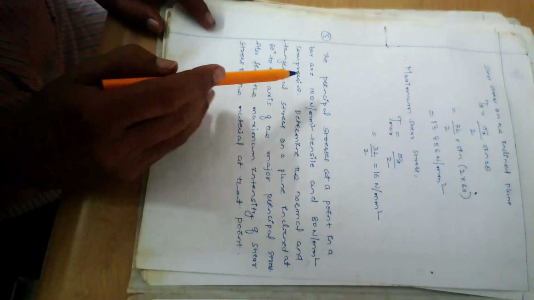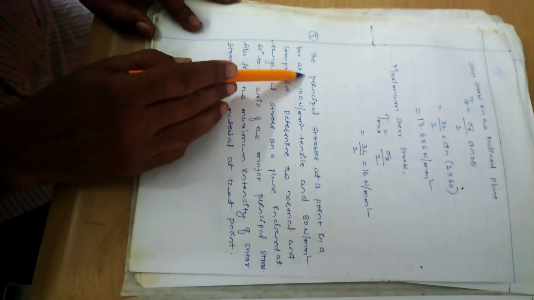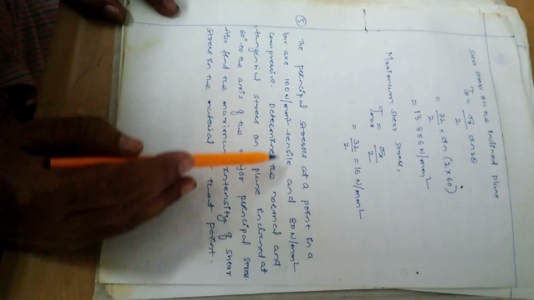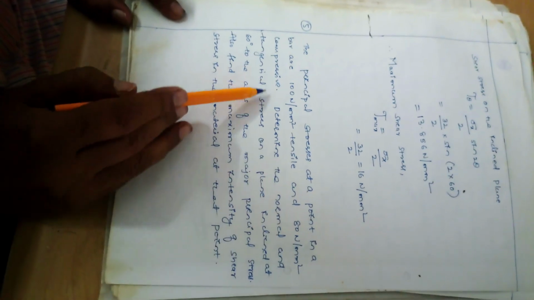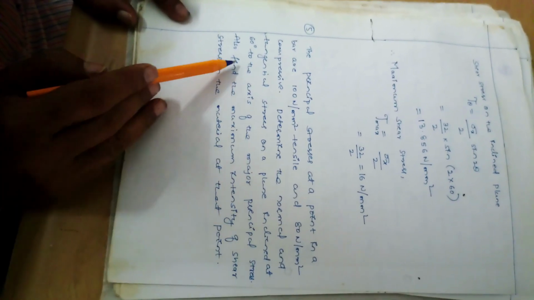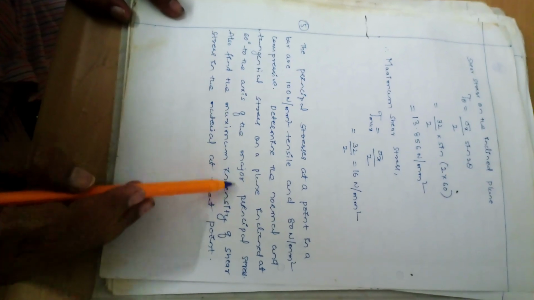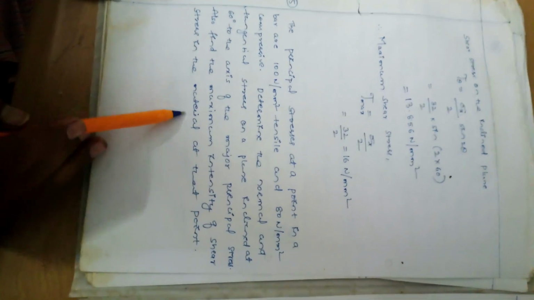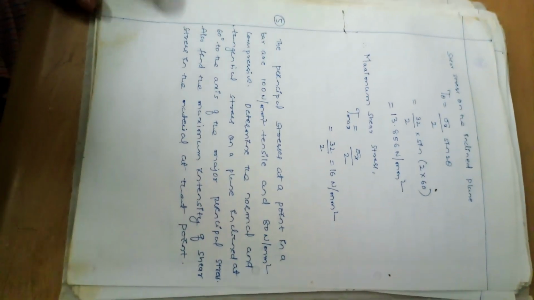So the same way we will solve one more problem on the principal stresses. This is the problem. The principal stresses at a point in a bar are 100 Newton per mm square tensile and 80 Newton per mm square compressive. Determine the normal and tangential stress on a plane inclined at 60 degree to the axis of the major principal stress, and also find the maximum intensity of shear stress in the material at that point.